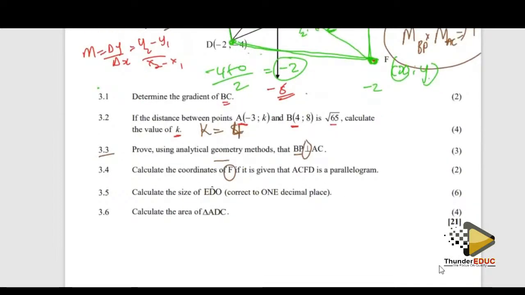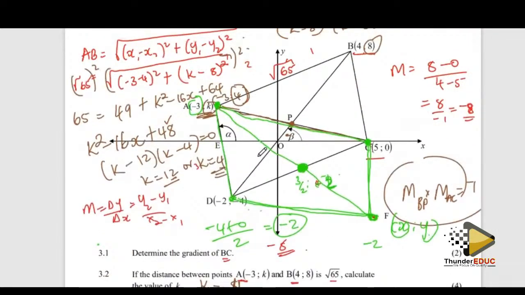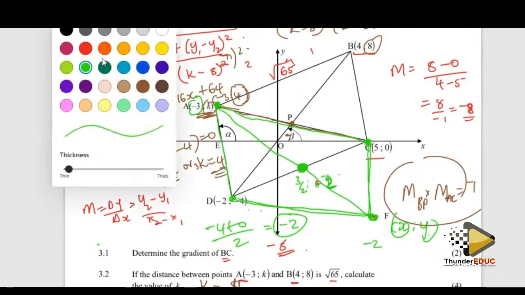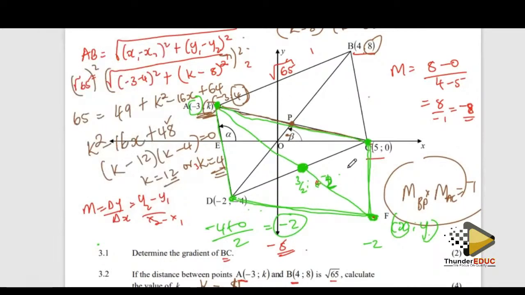3.4 is done. Then they want us to get the size of EDO, correct to 1 decimal place. EDO, where is EDO? Let's change this. This is E, this is D, and this is O. EDO. So they want us to get this angle here.